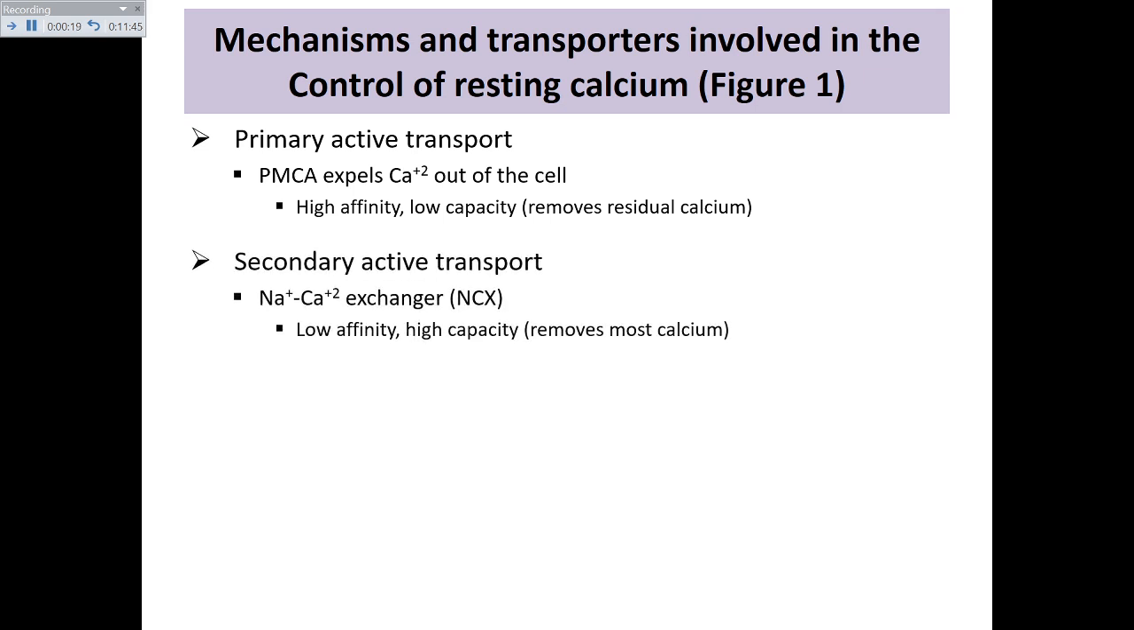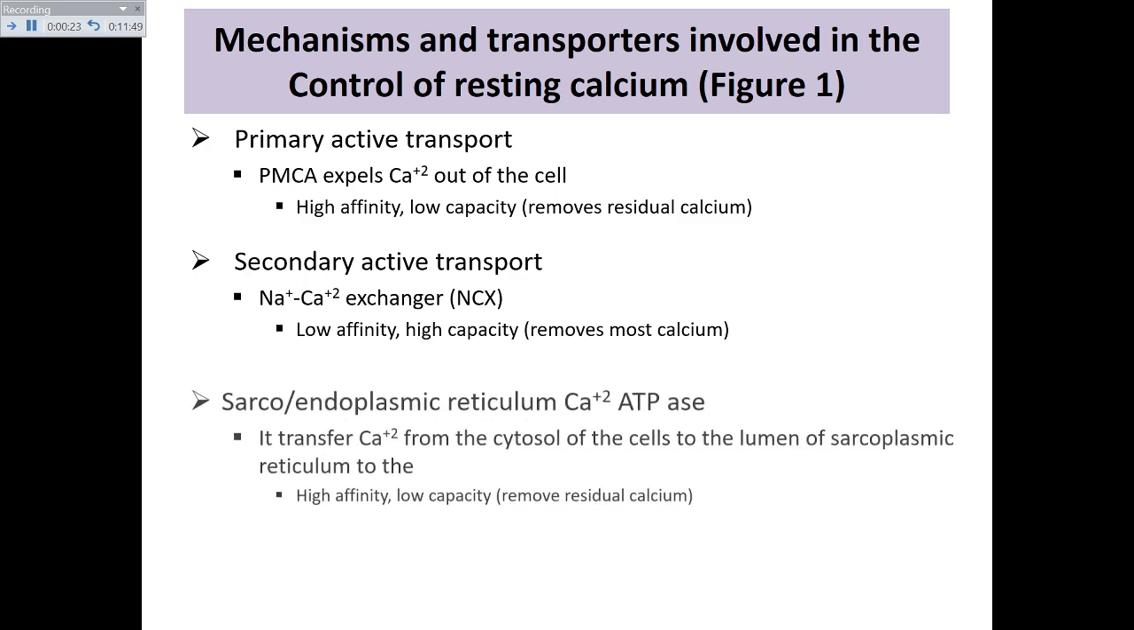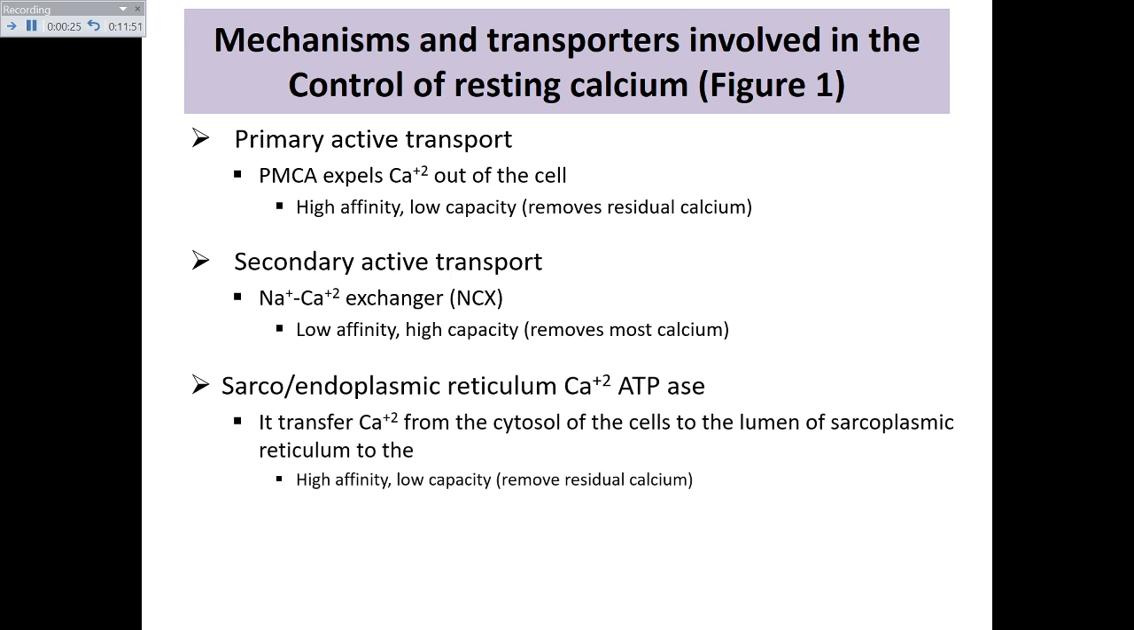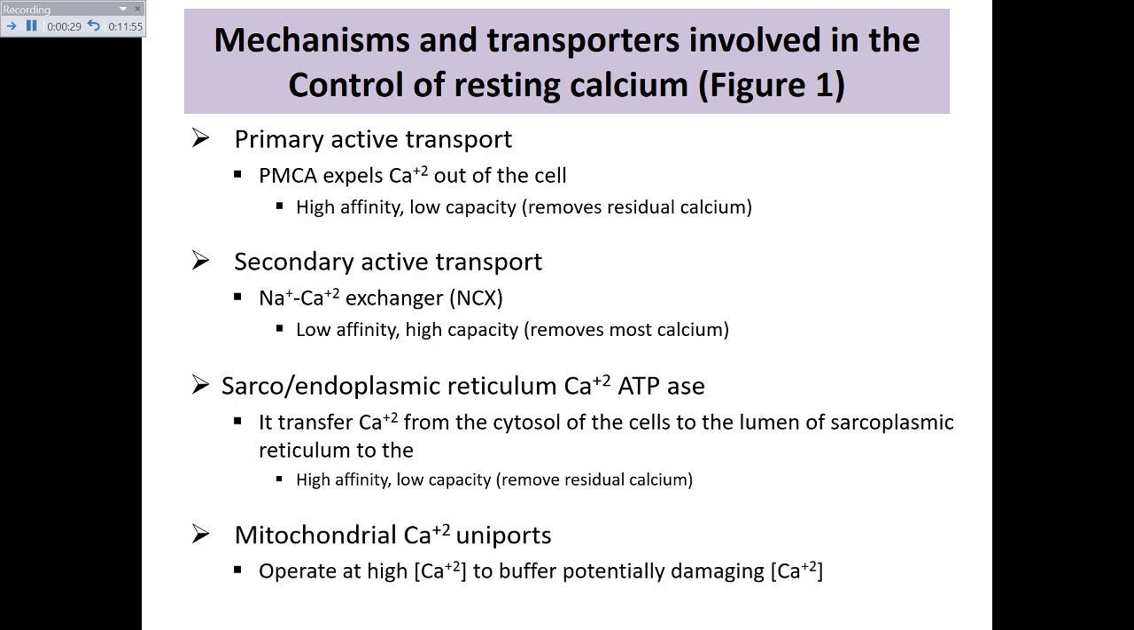Secondary active transport is the sodium calcium exchanger. We have sarco and endoplasmic reticulum calcium ATPase. And we have mitochondrial calcium uniporter.